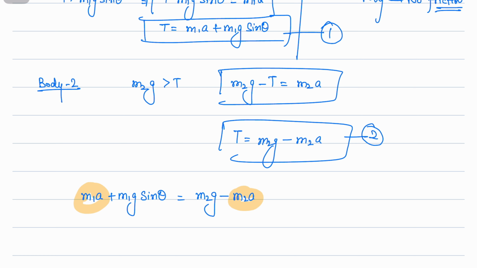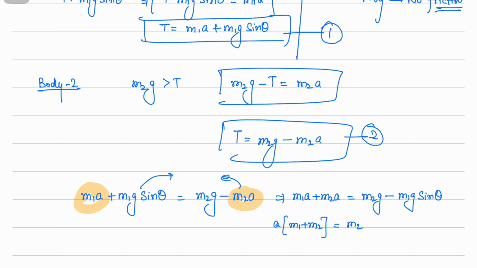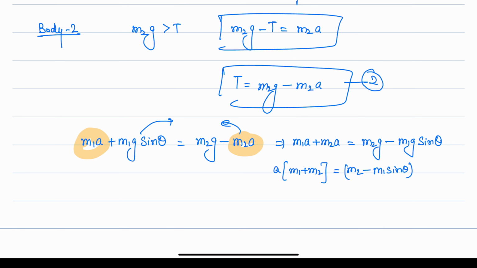So what is the answer? Okay, shift this side. So M1A plus M2A equals this side, M2G minus M1G sine of theta. So can I say A times (M1 plus M2) equals (M2 minus M1 sine of theta) multiplied with G.